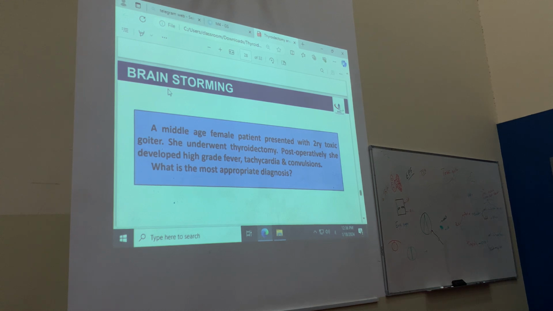A middle-aged female patient presents with secondary thyrotoxicosis. She underwent thyroidectomy. Post-operative, she developed high-grade fever, tachycardia, and convulsions. What's the most appropriate diagnosis? Thyroid crisis.